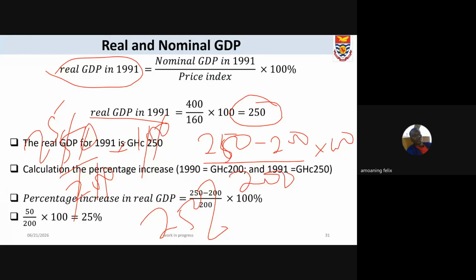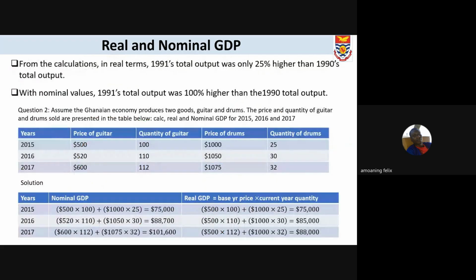So it tells us that if we consider inflation in our calculation, then our growth rate is going to be 25% instead of 100%. Is it understood? Okay. All right.